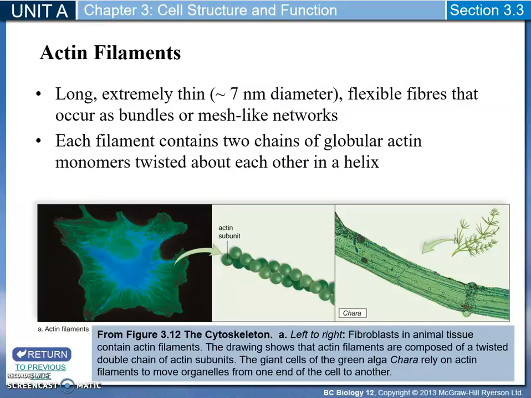In diagram A there, from left to right, you can see that the fibroblasts in animal tissue contain actin filaments, and the drawing in the middle shows that actin filaments are composed of a twisted double chain of actin subunits. So the giant cells of the green algae Chara rely on actin filaments to move organelles from one end of the cell to the other, and that would be true of many cells actually.